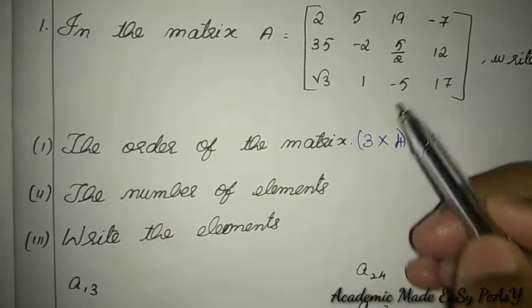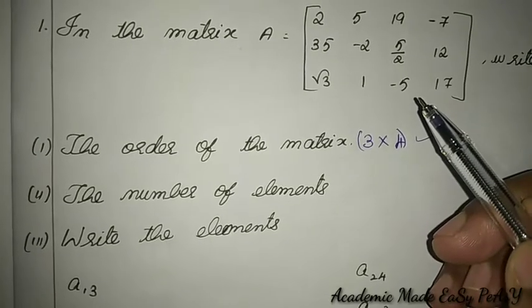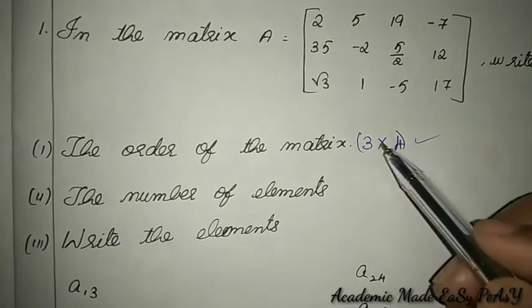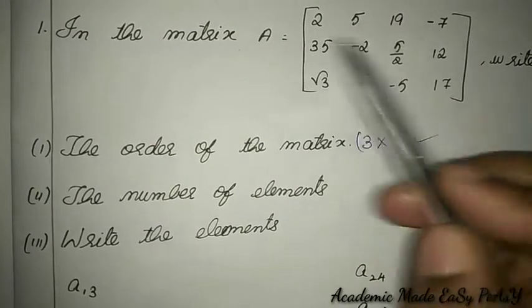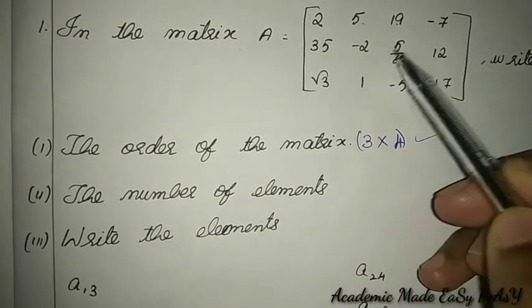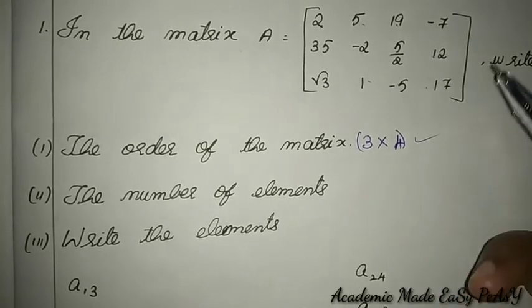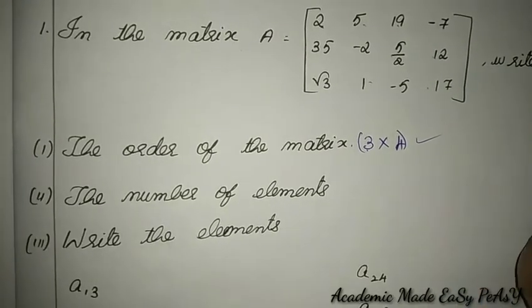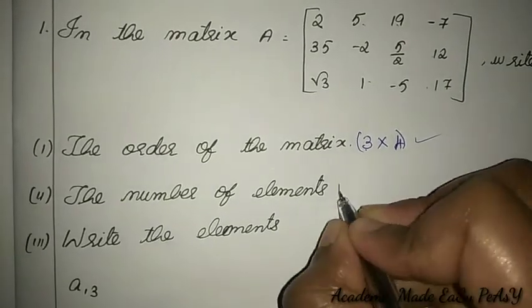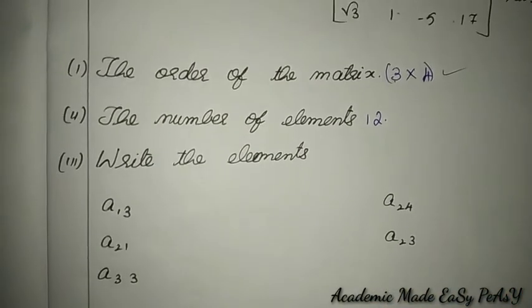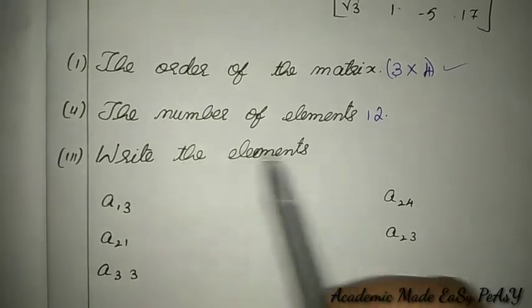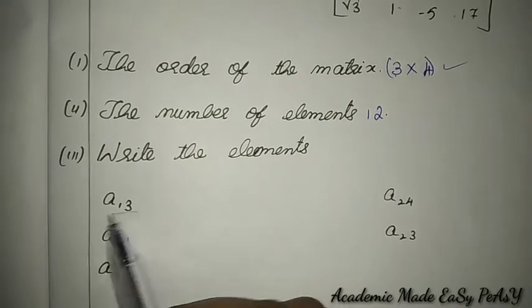In this matrix, how many elements or entries are there? They are asking. It is just a multiplication of the given order. Or else you can just count it: 1, 2, 3, 4, 5, 6, 7, 8, 9, 10, 11, 12. 12, or else 3 into 4 is also 12. So you can write that. Now next, third subdivision: write the elements whose position is given.